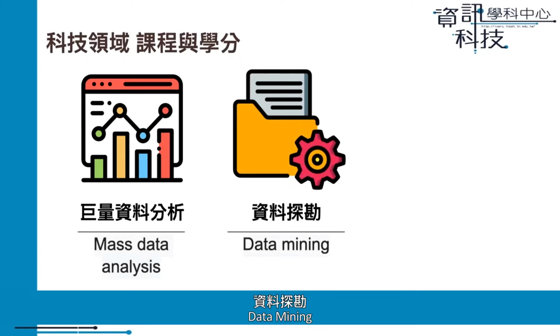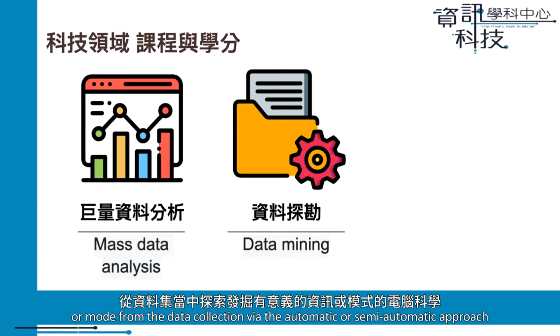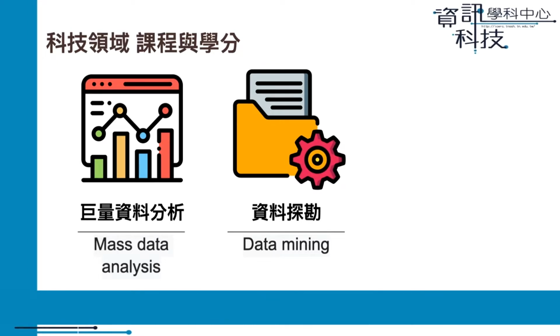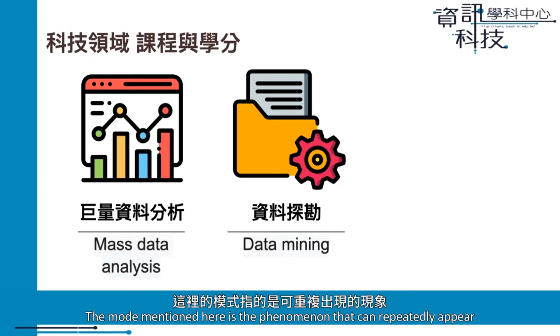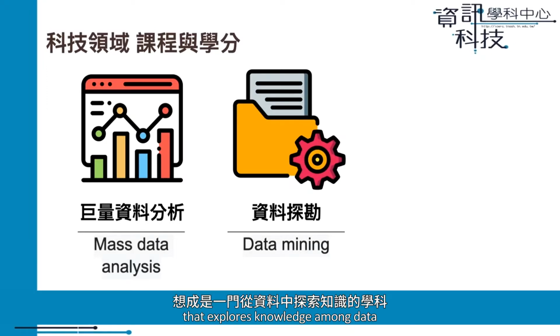Data mining. Data mining is a computer science that explores meaningful information or modes from the data collection via an automatic or semi-automatic approach. The mode mentioned here is the phenomenon that can repeatedly appear. Therefore, one can treat data mining as a subject that explores knowledge among data. Data mining is also a cross-field subject, including machine learning, AI, pattern recognition, statistics, and database systems.